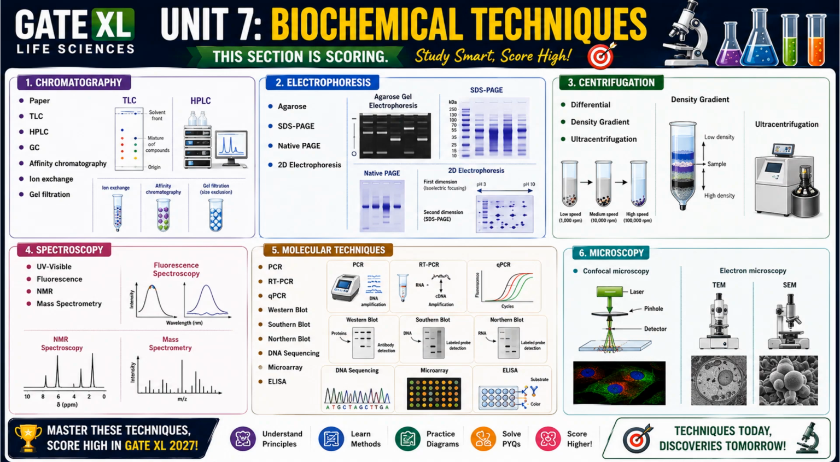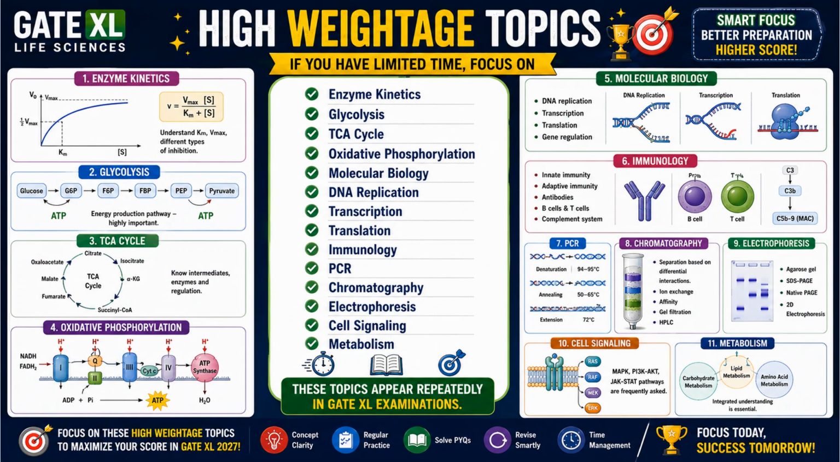Okay. Once we have covered all these 7 units, we are going to discuss the high weightage or high scoring topics. Once we have completed the entire biochemistry syllabus, the most important question each student asks is which topics should I focus on if I have limited time. The truth is, every topic in the syllabus is important. However, based on the analysis of previous year GATE questions, certain topics appear repeatedly and carry relatively higher weightage. If you are preparing strategically, these are the topics you should prioritize.